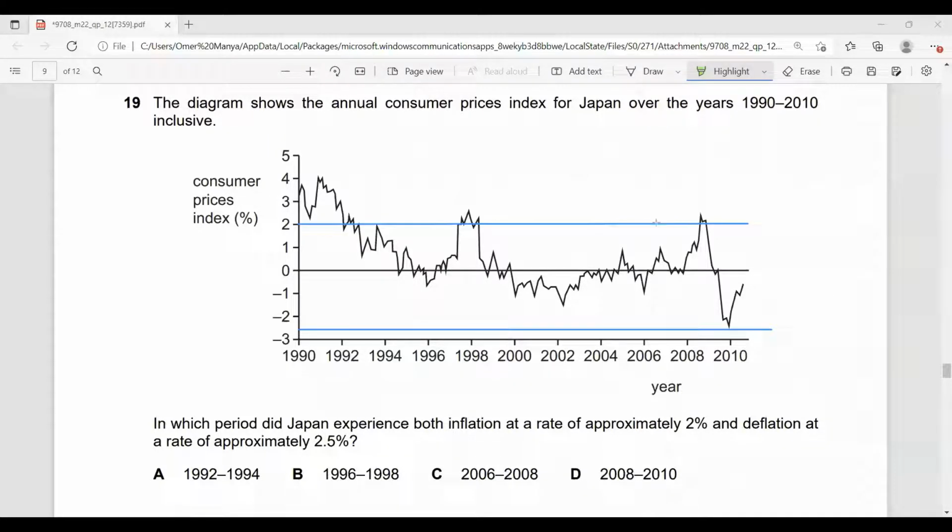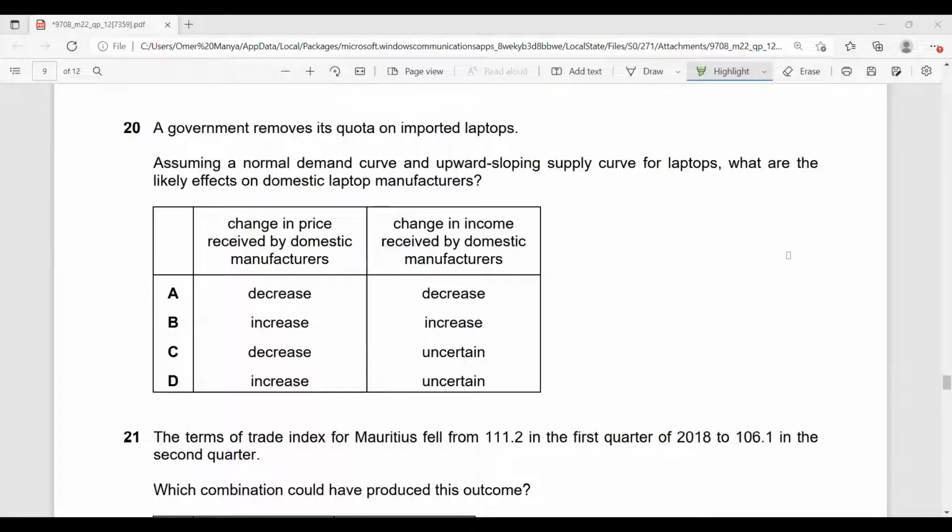What I've done is I've drawn a straight line from the 2% mark showing inflation and a straight line from the negative 2.5 line showing deflation. So we can see that an inflation rate around 2% occurs in this year, around 2009, I'd say. And then the country experiences deflation of about 2.5 in 2010, which is why the answer is D.